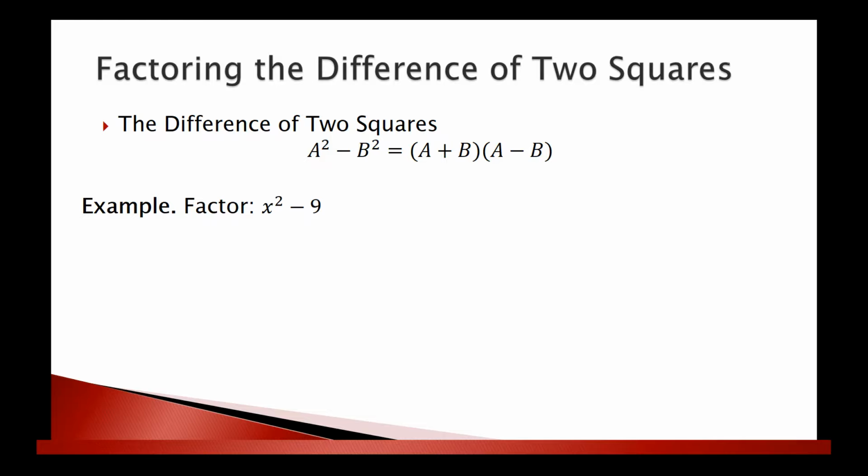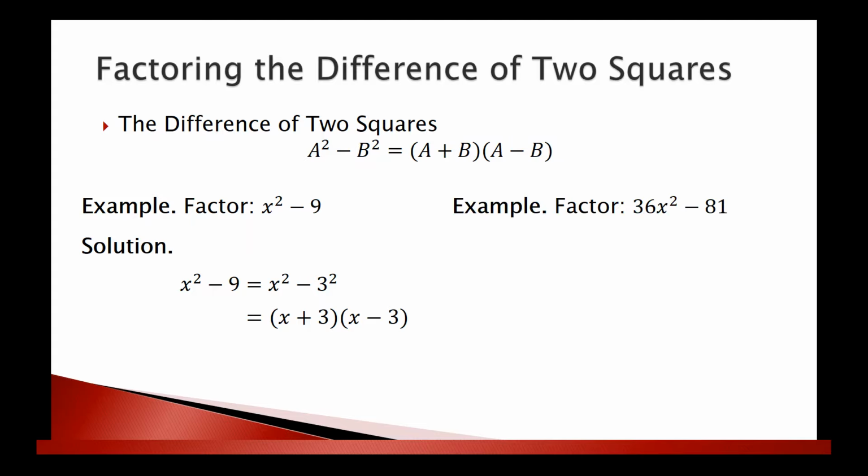So let's say we want to factor x squared minus 9. So first we'll write x squared minus 9 as x squared minus 3 squared. So now x squared minus 3 squared is the difference of two squares, where x can be equal to a, and you can think of 3 as b, and then we can write x squared minus 3 squared as x plus 3 times x minus 3.